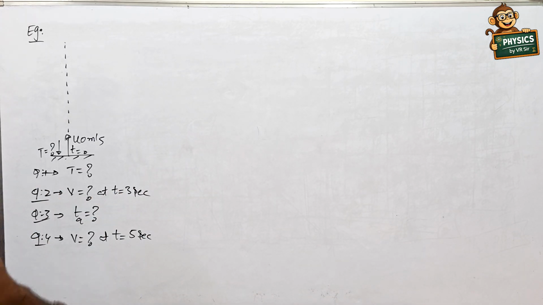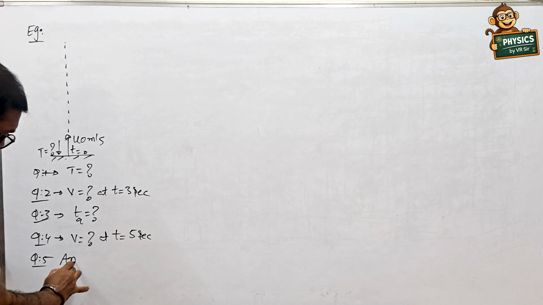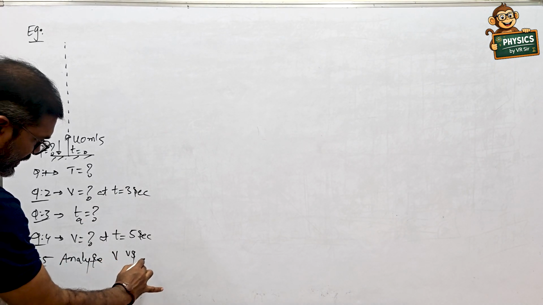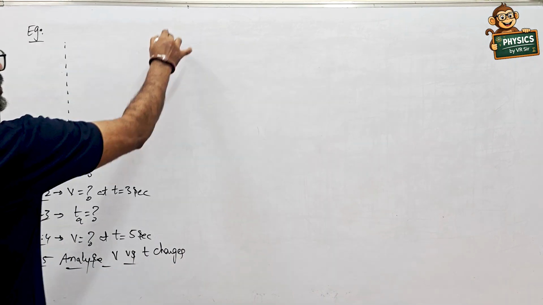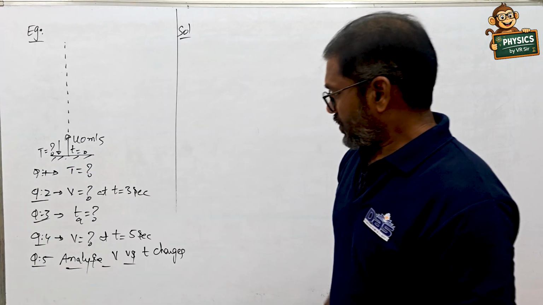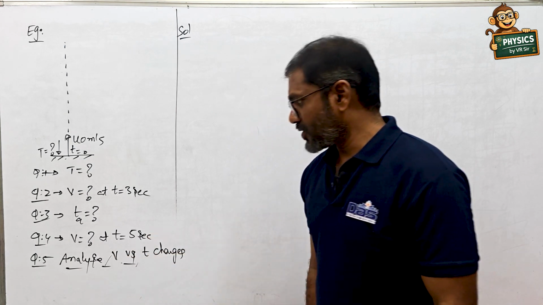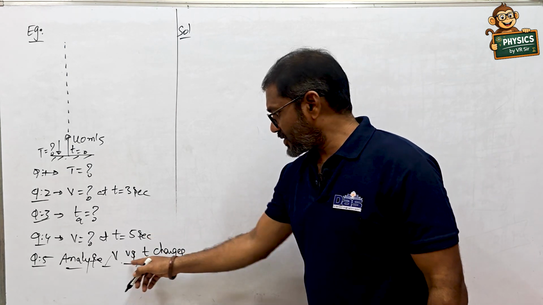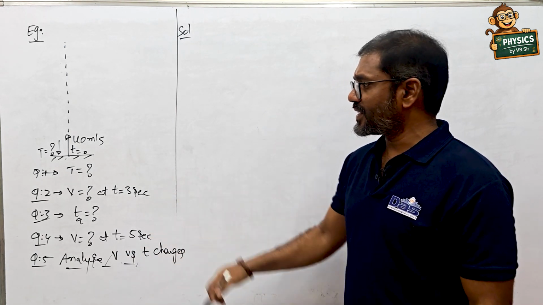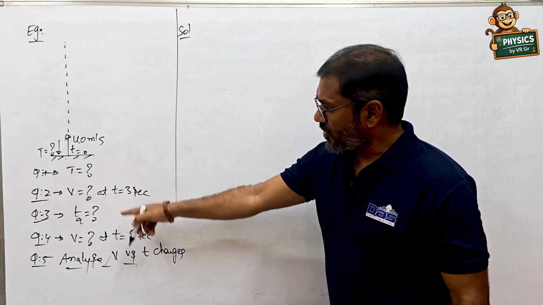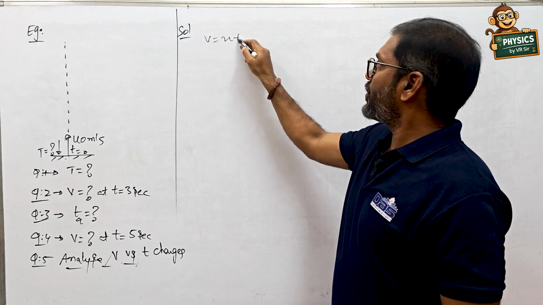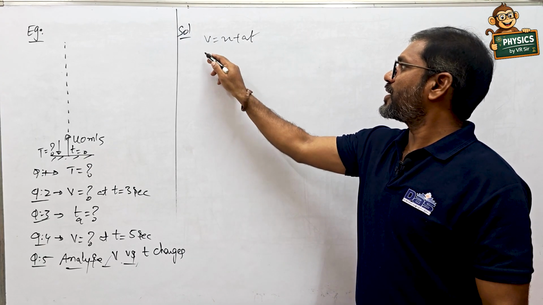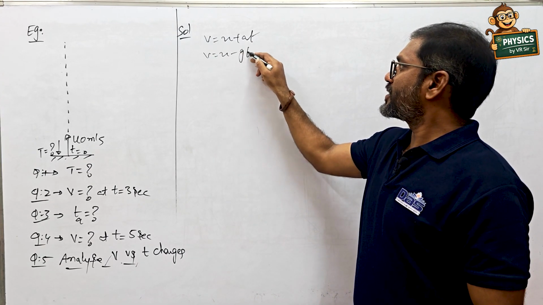For the time being, finally they are asking question number 5: analyze velocity versus time changes. First I want to focus on the 5th question. Why? Because analyzing velocity versus time means finding the velocity at any time. So we are talking about the velocity with respect to time only, right? So v is equivalent to u plus at. When we use this formula, v is equivalent to u minus gt, isn't it?